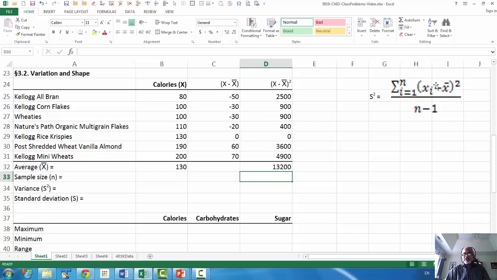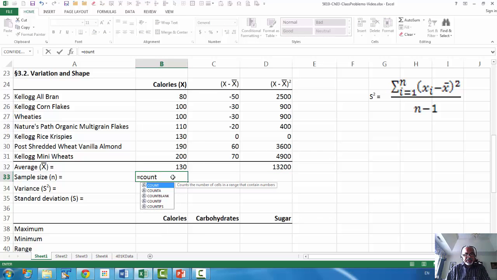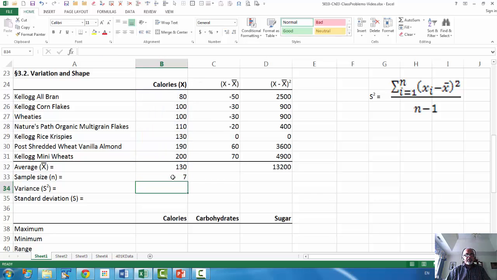So now here is the formula, x minus x bar squared. We have summed all of those. And then we also need the sample size, so we use count for that. Okay, so now we are ready to compute the variance. Variance is that sum divided by n minus 1.